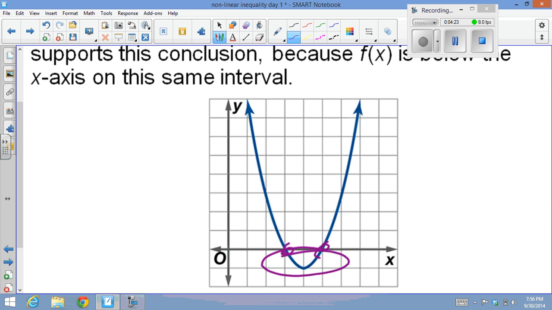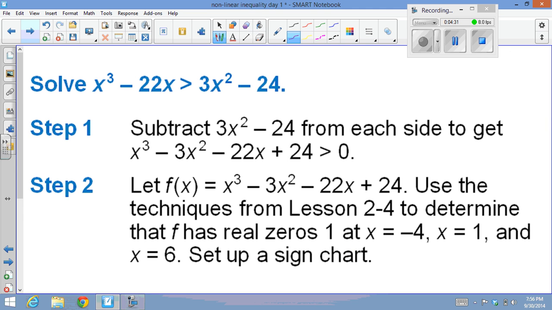So we basically get the same answer by looking at the parabola, but again, we're only concerned with what happens on the x-axis. So here's another one. I have x cubed minus 22x is greater than 3x squared minus 24. So again, just like before, I'm going to make it so that it's equal to 0, or in this case, greater than 0. And then I'm going to use all of the knowledge that I have gained in solving this polynomial to find out what the zeros will be.